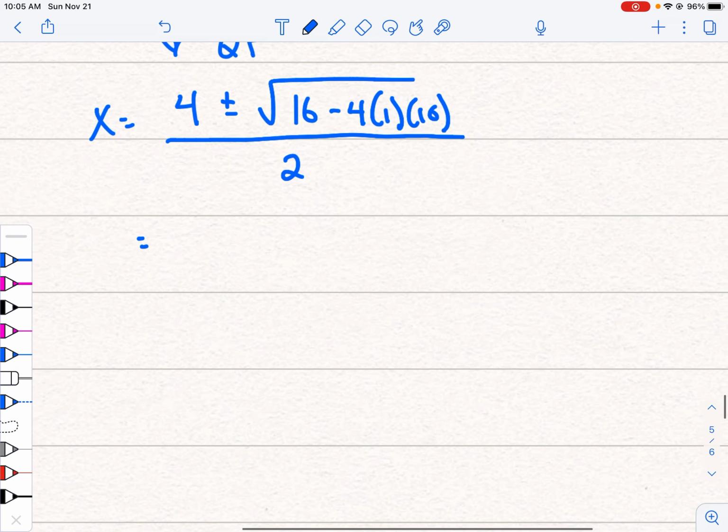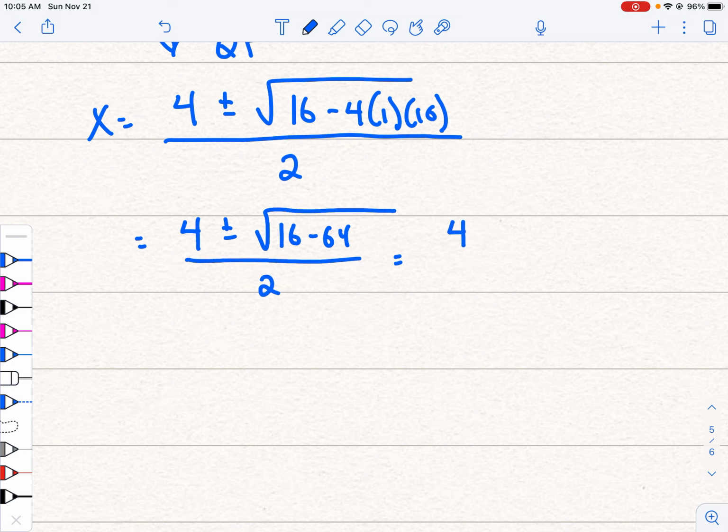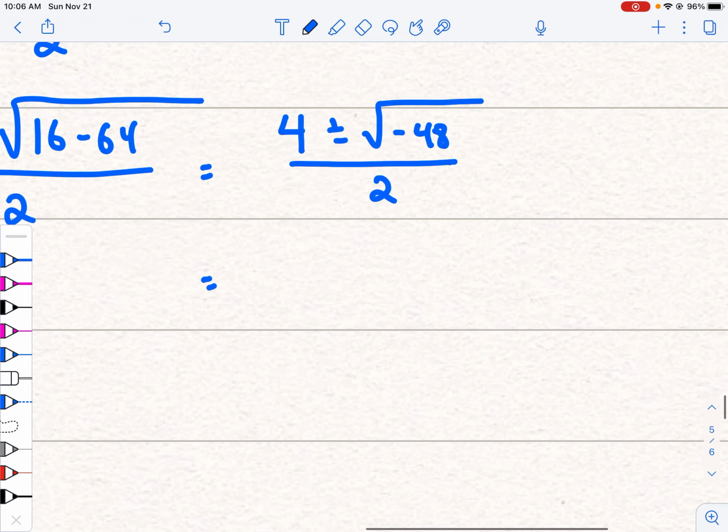This looks like it's going to be imaginary. That's not a big surprise. So 4 plus or minus the square root of, let's see, this is 16 minus 64 over 2. So it's going to be 4 plus or minus the square root of negative 48 over 2. All right, I'm going to work my way down. I'm going to simplify this.